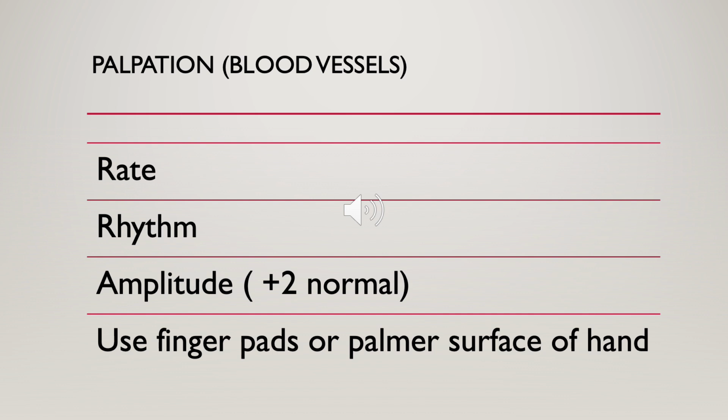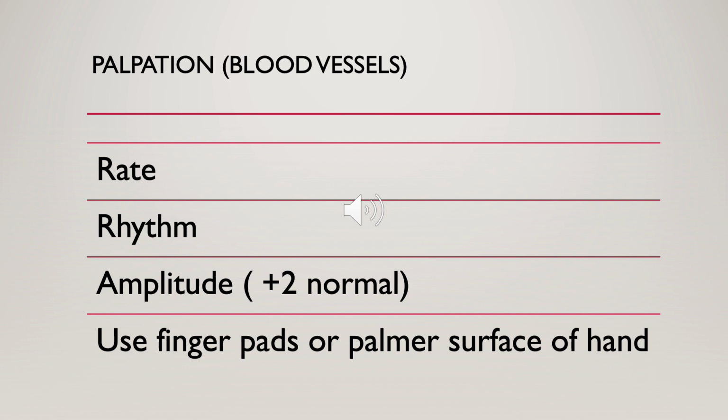So a normal amplitude is +2. So anything less than +2, you're going to be concerned that there's low blood flow, something's going on. If it's greater than +2, it could indicate certain things, for example, like fluid volume overload. We call that a bounding pulse. We call a pulse less than +2 thready. So you might see that in somebody with fluid volume deficit.